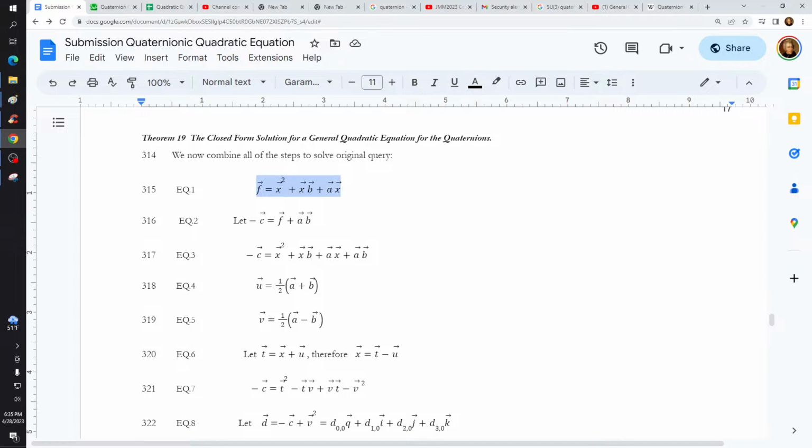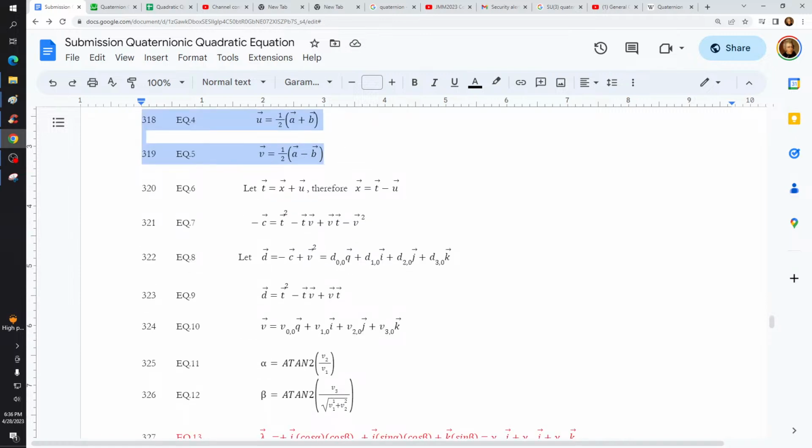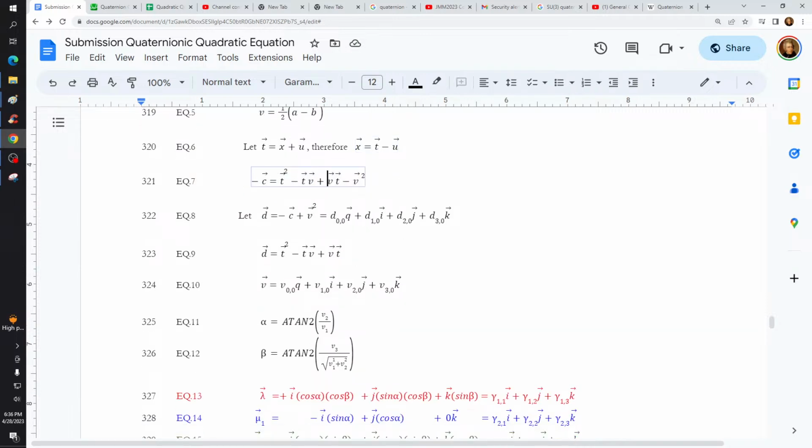So we're going to close this lecture with the general process now. You start with f equals x squared plus xb plus ax. Then c equals f plus ab. Negative c equals x squared plus xb plus ax. U is the midpoint of AB, V is the difference of AB, giving us that two-dimensional basis that captures A and B. Then we have the substitution on X: T equals X plus U, X equals T minus U. We go ahead and do that.